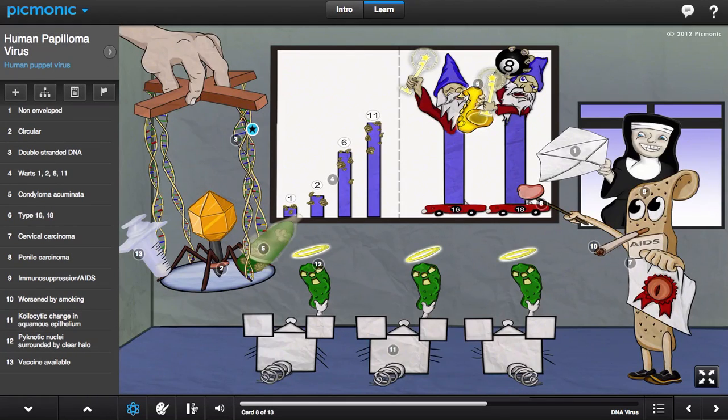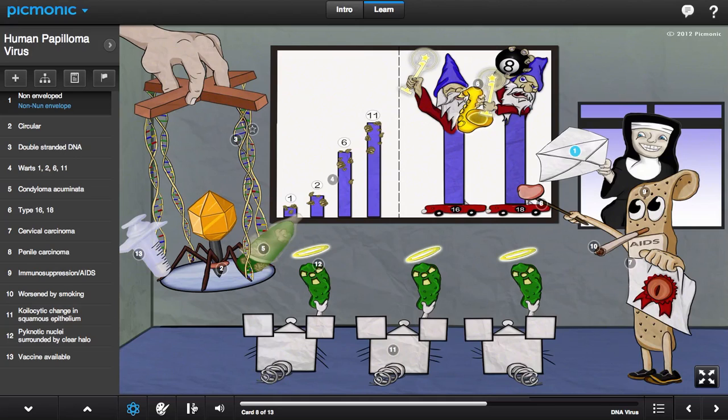Human papillomavirus, commonly abbreviated HPV, represented in this picmonic as the human puppet virus, is the most commonly sexually transmitted infection in the United States. The papillomavirus is non-enveloped, shown by the nun handing the envelope to the classroom, and has a circular genome, the circular ring consisting of DNA, shown by the DNA double helix. Like most DNA viruses, except parvovirus, the genome is double-stranded, also shown by the DNA double helix.